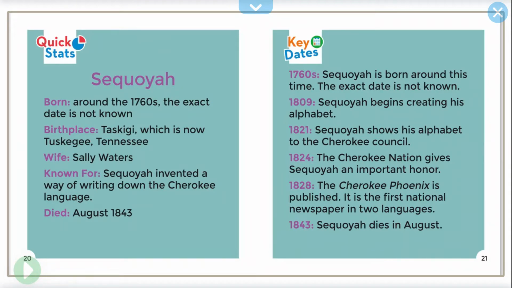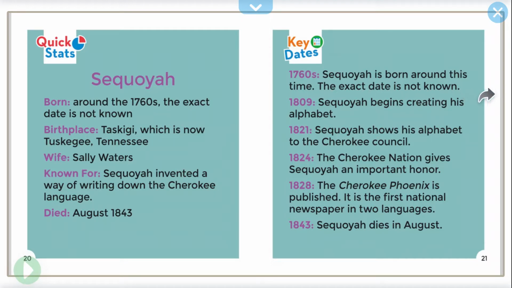Quick stats. Sequoyah was born around the 1760s. The exact date is not known. His birthplace was Tuskegee, which is now Tuskegee, Tennessee. His wife was Sally Waters. He was known for inventing a way of writing down the Cherokee language. He died in August 1843. Here are key dates.